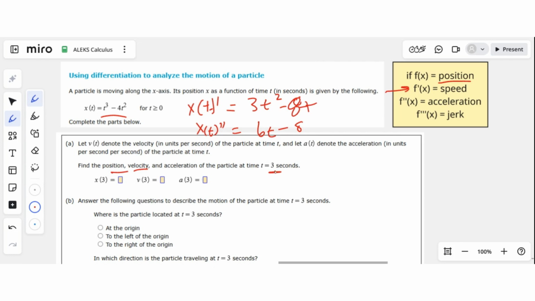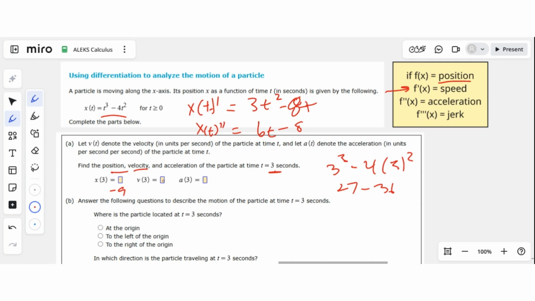So the position is going to be 3 cubed minus 4 times 3 squared. 3 cubed is 27. So 27 minus 36 is actually going to be -9. So it's to the left of the origin there.